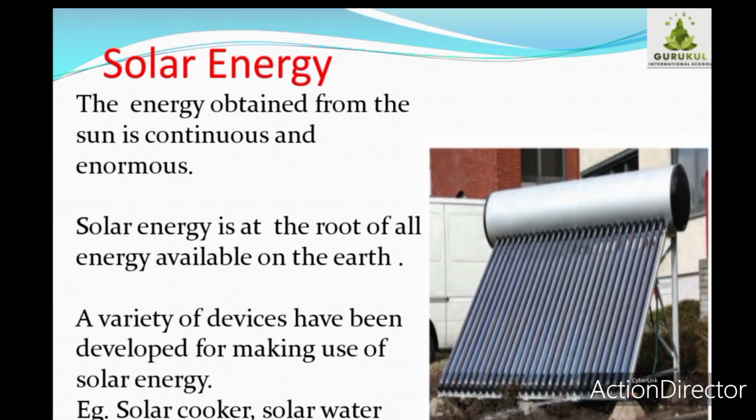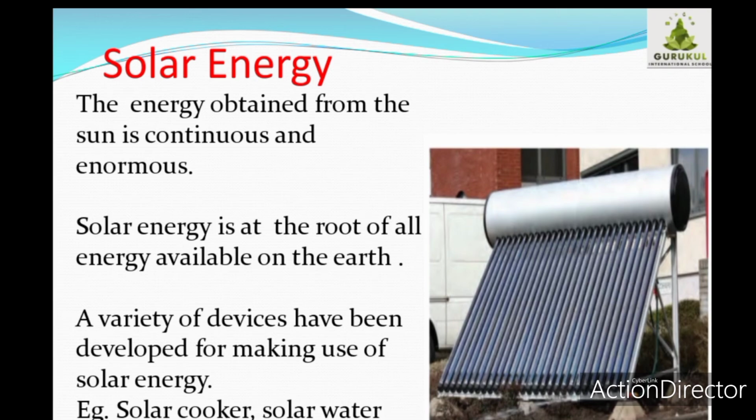Students, as we all know, the sun rises and sets every day, correct? And in geography you have studied that it happens because of the rotation of the earth, correct? And the sun is there at its place as it is. Which means we can get energy from the sun continuously, and in a large amount. So the energy obtained from the sun is continuous and enormous.